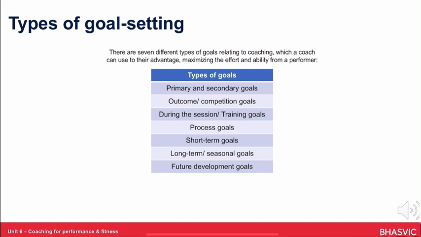Future development goals focus on the improvement of an athlete's performance. This includes tactical and technical ability to build an overall development in quality. For example, a sprinter may have a season goal to reduce their 100-meter personal best time by more than a tenth of a second.